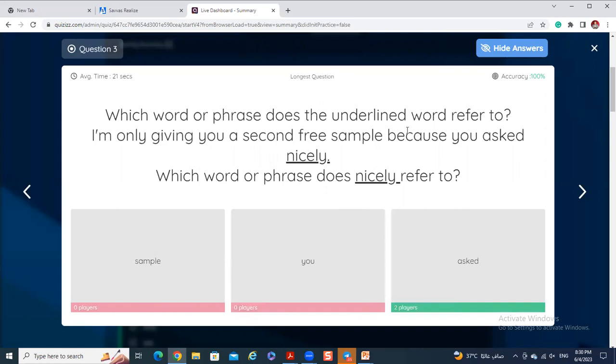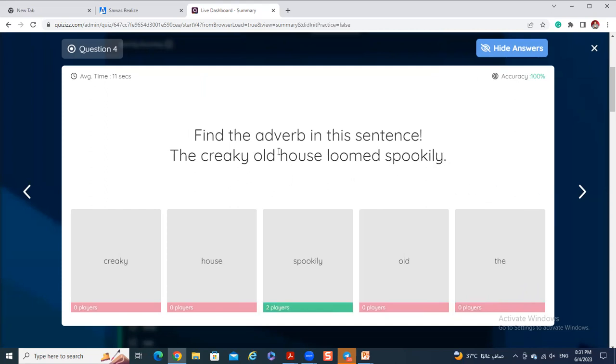Which word or phrase does the underlined word refer to? "I'm only giving you a second free sample because you asked nicely." Nicely is an adverb that modifies asked. Find the adverb in this sentence. "The creaky old house loomed spookily." Spookily is the adverb that modifies loomed, the verb. Creaky and old are adjectives that modify house.